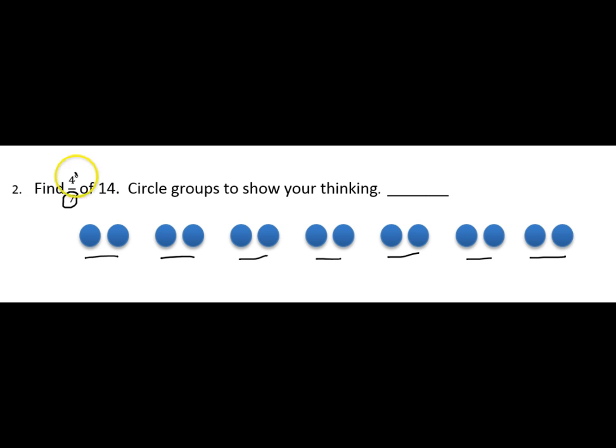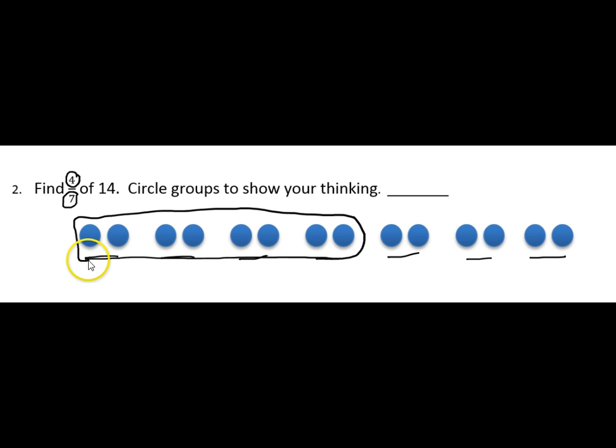The numerator then tells me how many of the groups I want to look at. Since I need 4 out of the 7 groups, I'm going to circle 4 of my groups, and I can see there are 8 circles in that group. That tells me that 4/7 of 14 is 8. Each 7th has 2 circles in it, and since I have 4 of those groups, I have 8 altogether.